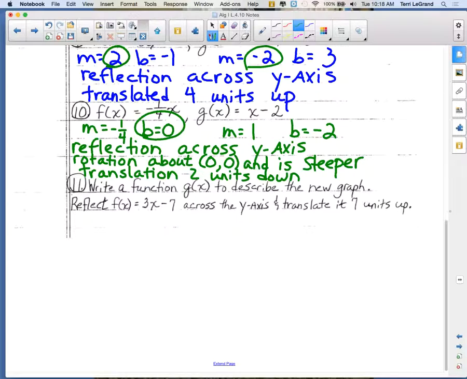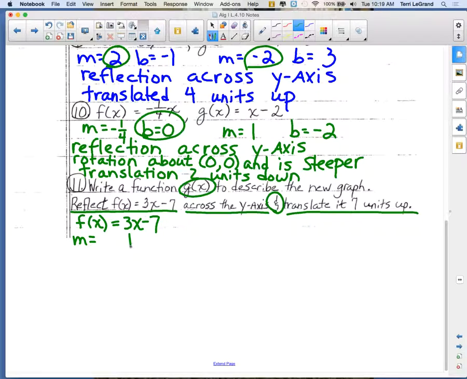Okay, number 11. Write a new function, g of x, to describe the new graph. We are to reflect f of x equals 3x minus 7 across the y-axis and translate it 7 units up. So let's take our f of x equals 3x minus 7 and talk about its m and its b. What's the m value for that one? 3. And its b value? -7.